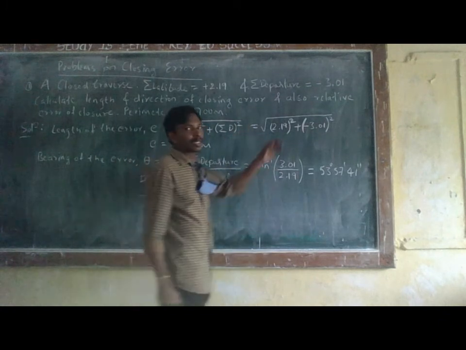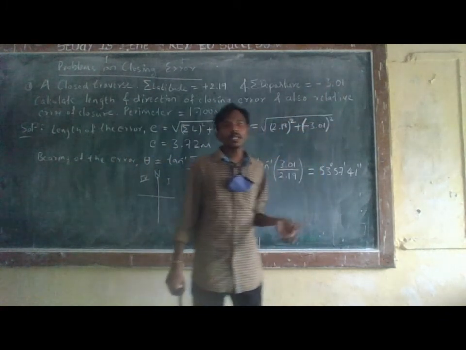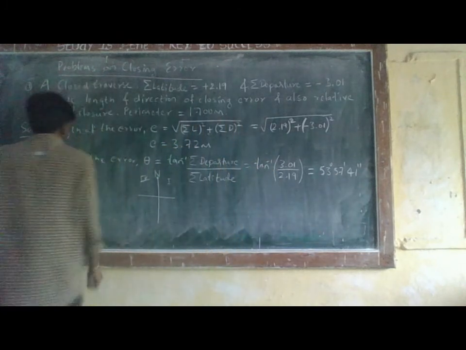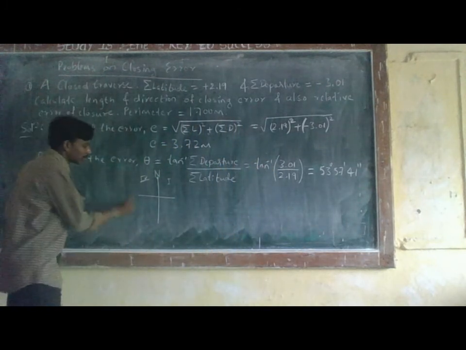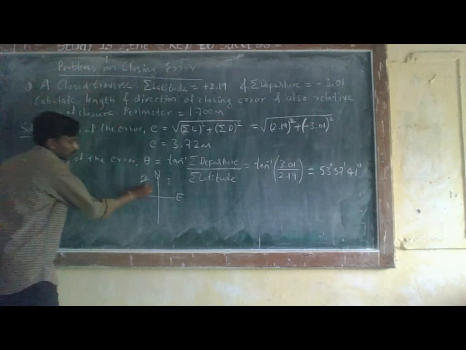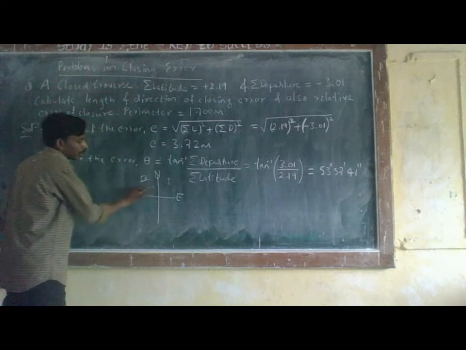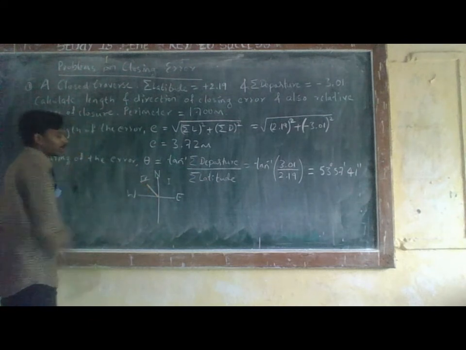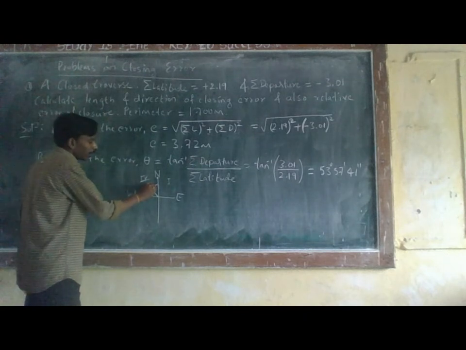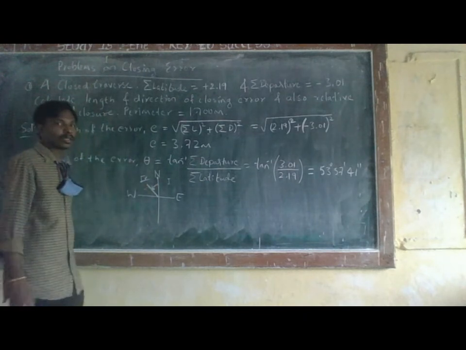And now look at the departure. Here the departure is negative, which means the bearing is towards west. So come here, west means left side. So now the line will be in the fourth quadrant here. So the bearing will be in the northwest quadrant.